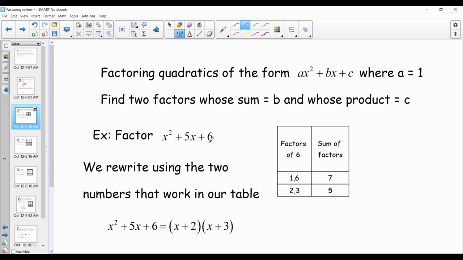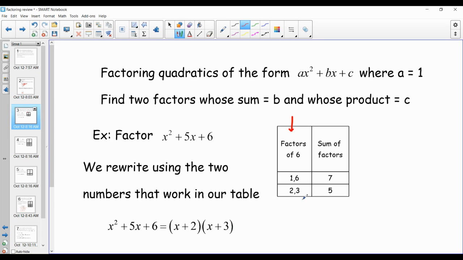Factor x squared plus 5x plus 6. So we need all the factors of c. That goes in our first column. The easiest way to do this is to write a little table like this. You're going to list all the factors you can of 6. There's not many. 1 and 6, 2 and 3. Actually, -1 and -6 would work, but we know we're looking for a positive sum, so we don't have to worry about the negatives.